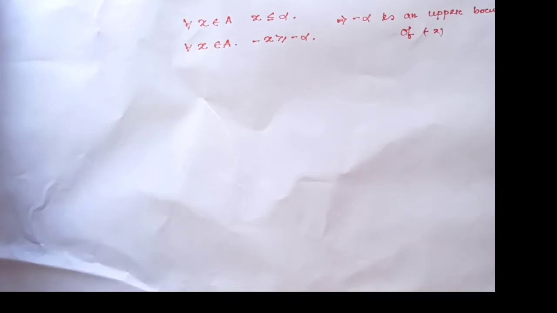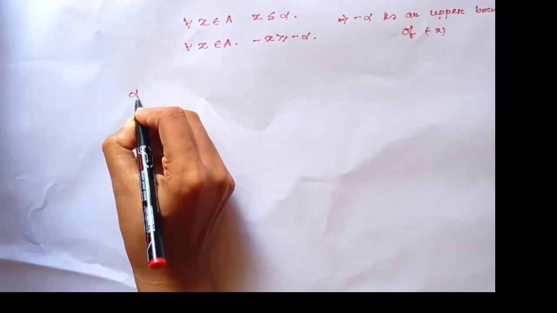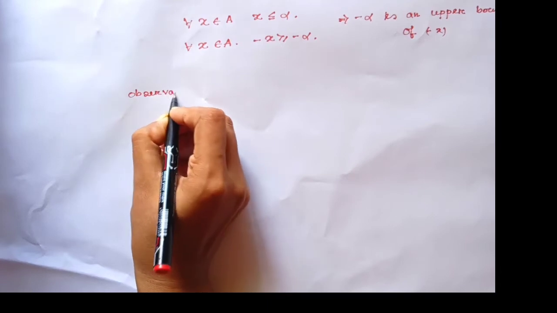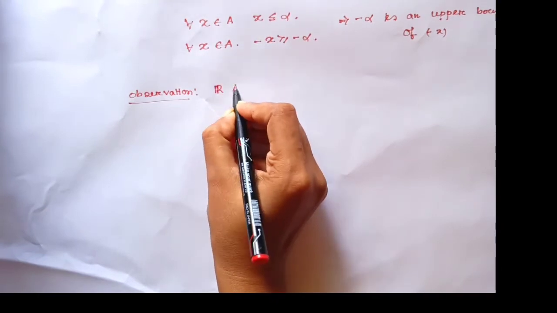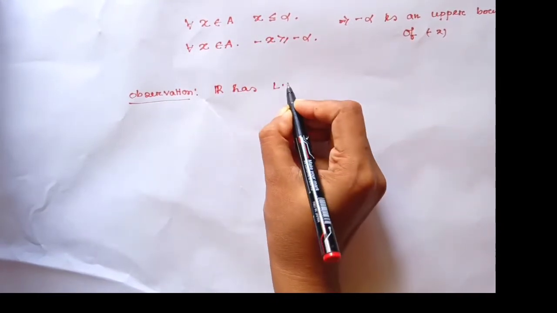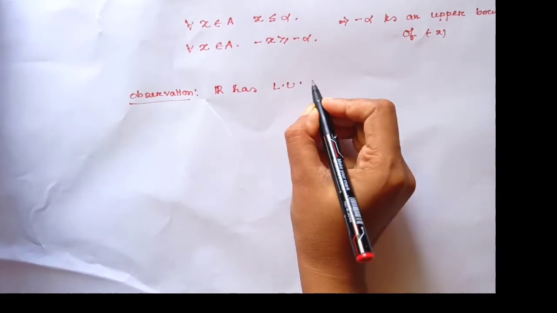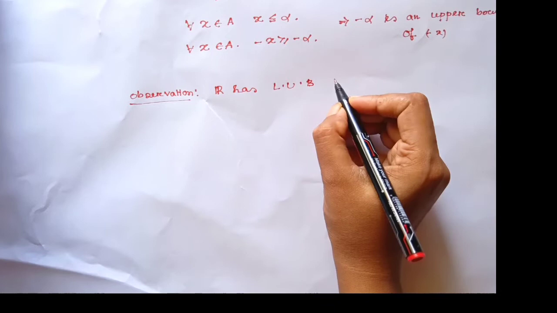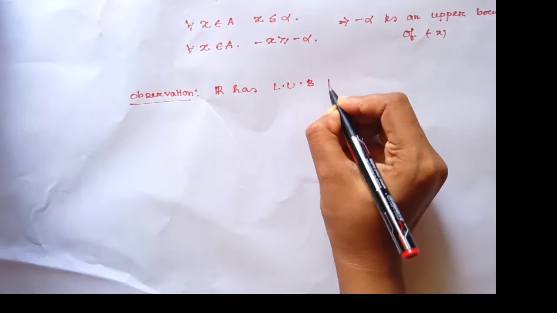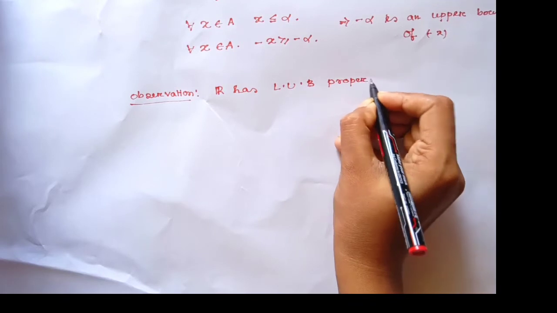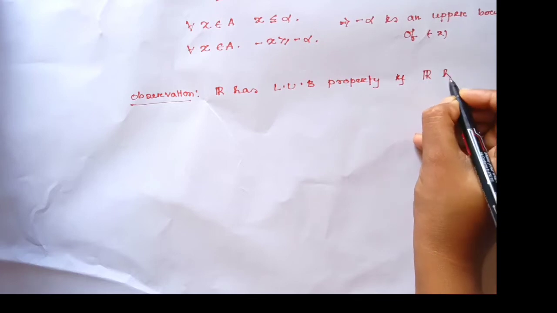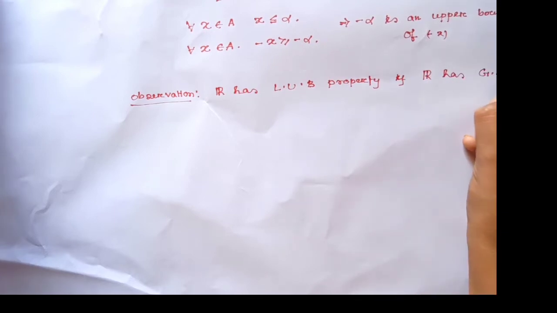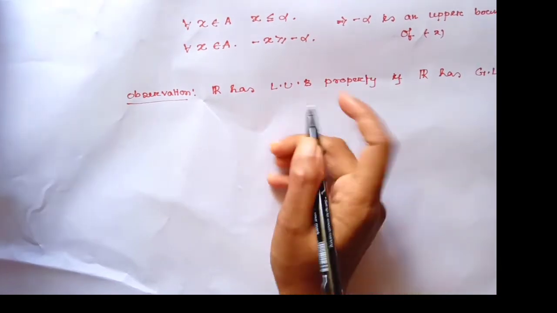Now I want to show some observation of the real line. Observation: the real line has least upper bound property if and only if the real line has GLB property.